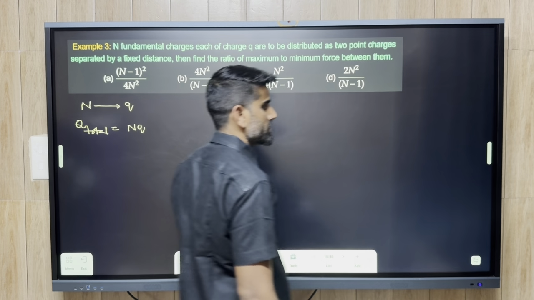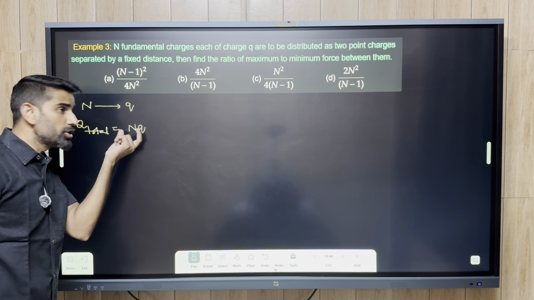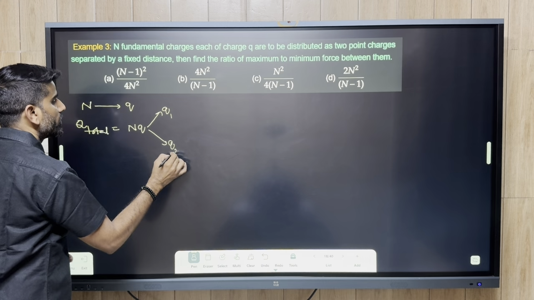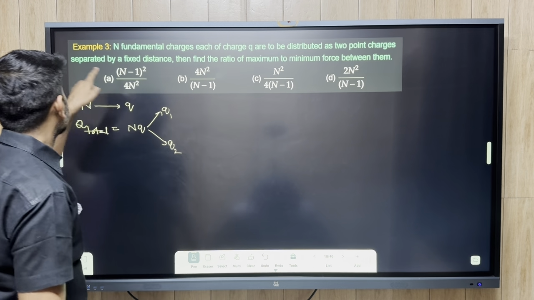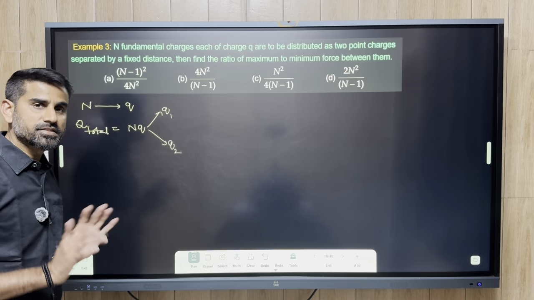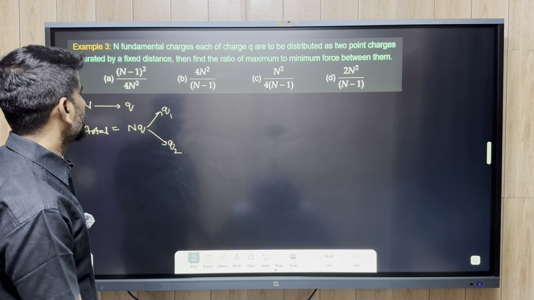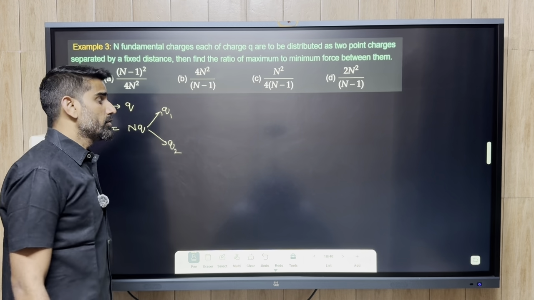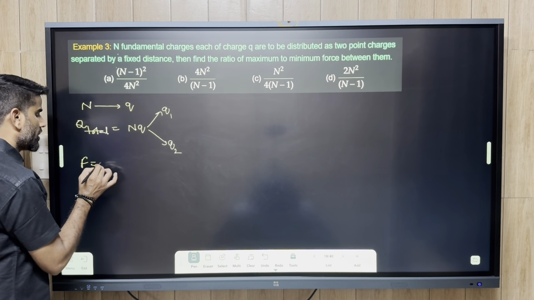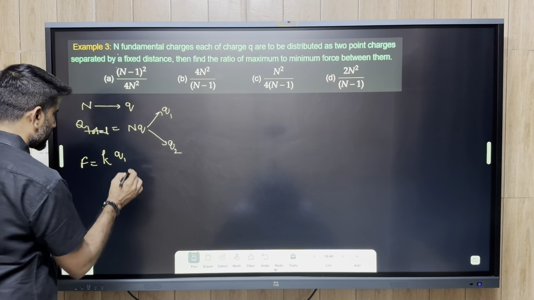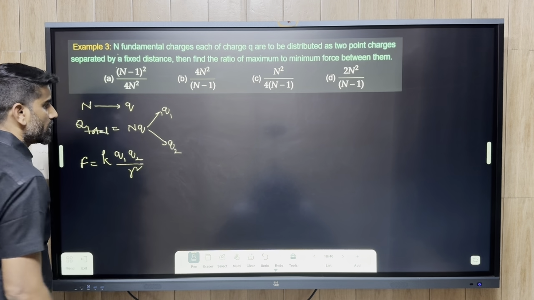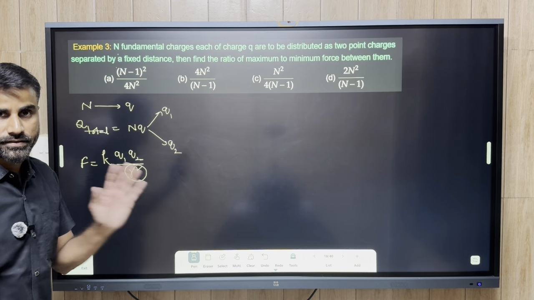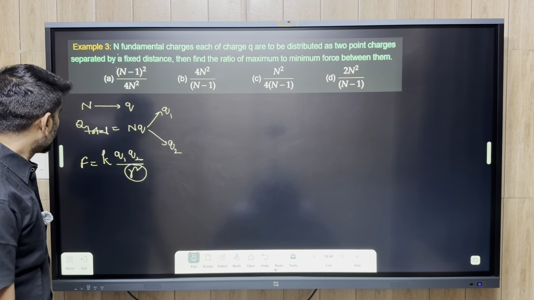They are to be distributed as two point charges. Now I have to distribute this entire charge nq into two charges, q1 and q2, separated by a fixed distance. Of course, the distance remains the same in the entire analysis. Then find the ratio of maximum to minimum force between them. So I am writing the force equation from Coulomb's law, K q1 q2 by r square, and in the question it is mentioned that r square is constant, and k is again constant.